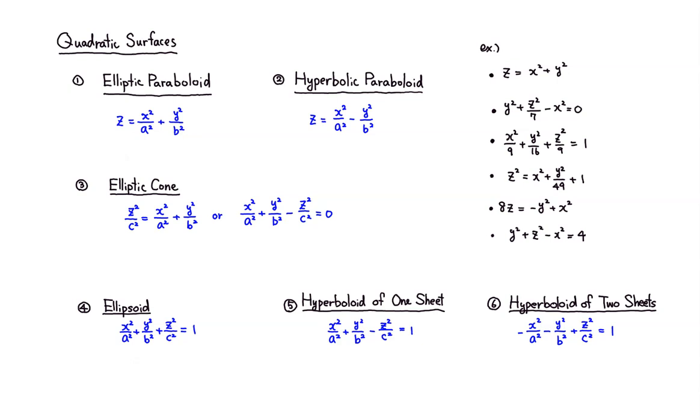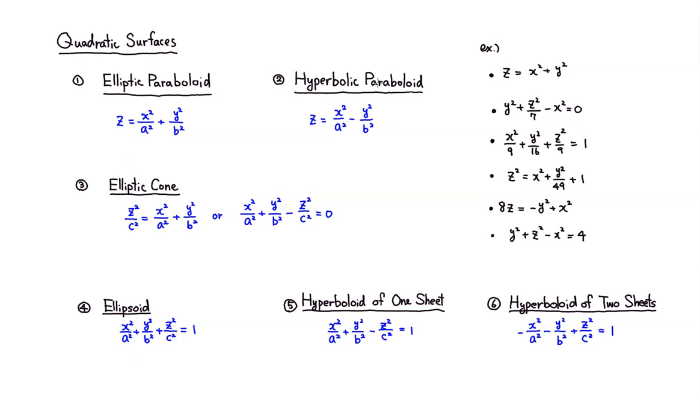So if you have one variable with no squares, it's going to be either elliptic paraboloid or hyperbolic paraboloid. The form is z equals x squared over a squared plus y squared over b squared. If there's no negative sign, then it's an elliptic paraboloid. But if one of them has a negative sign, then it's going to be called the hyperbolic paraboloid. All right, so those are easy to detect.